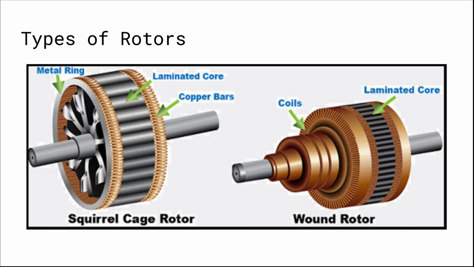A squirrel cage rotor consists of a cylinder of steel laminations with aluminum or copper conductors embedded in its surface. In operation, the non-rotating stator winding is connected to an alternating current power source. The alternating current in the stator produces a rotating magnetic field.